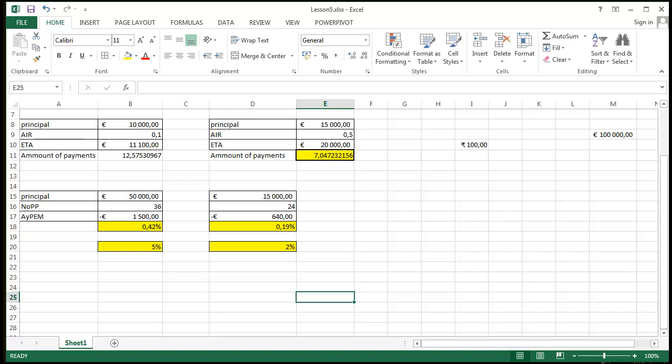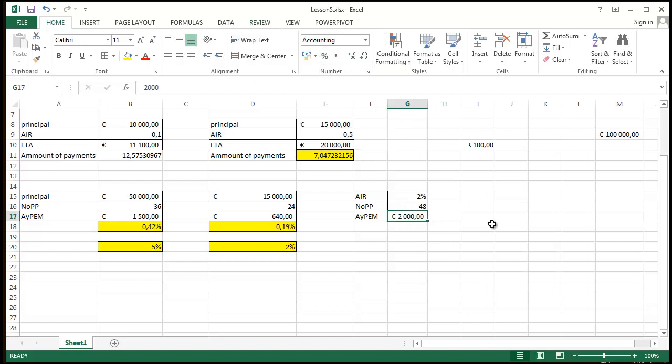Here's how the PV function works. So first off, let's copy the annual interest rate. Then we need the number of payments per period. And lastly, periodic payment amount. Okay. So let's set the annual interest rate as 0.2%. That's a bit too much. Let's say 2%, yeah. Now, number of payment periods, let's say 48 months. And periodic payment amount, 2,000 euros. Yeah, okay.